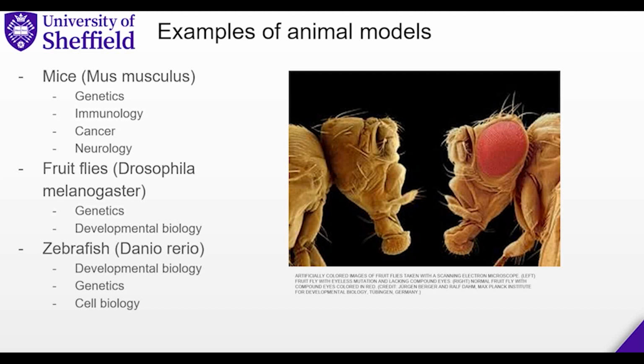Finally, an example of an animal model is the zebrafish. Zebrafish are used for studying developmental biology, as you get eggs that can quickly develop into semi-translucent larvae. Furthermore, this semi-translucency allows for high-resolution in vivo imaging without the need for tissue clearing, which is why the zebrafish is also used for studying cell biology.